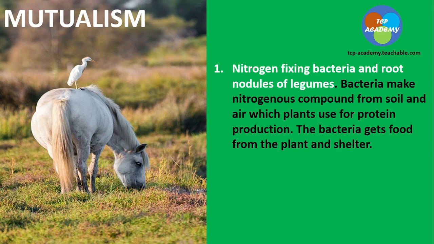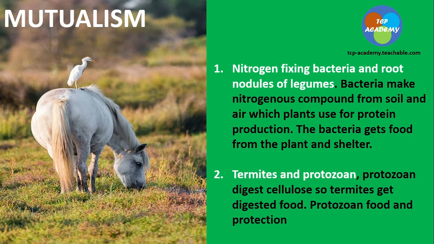Now, we could look at the nitrogen fixing bacteria in the root nodules of leguminous crop. And here, remember, you must know both organisms that are a part of a mutualistic relationship. The bacteria makes nitrogen compound from the soil and air, which the plant uses to make protein, while the bacteria gets food from the interaction and indeed a place to live and protection. Who wouldn't like this interaction?